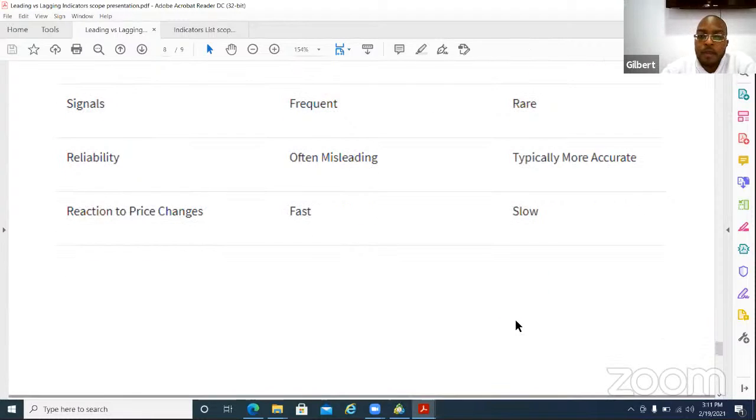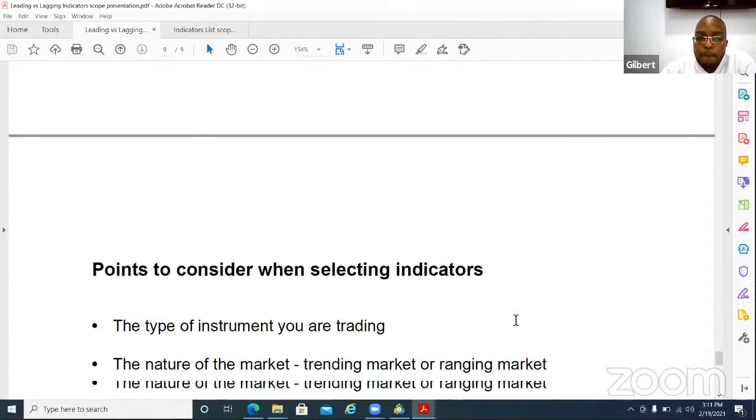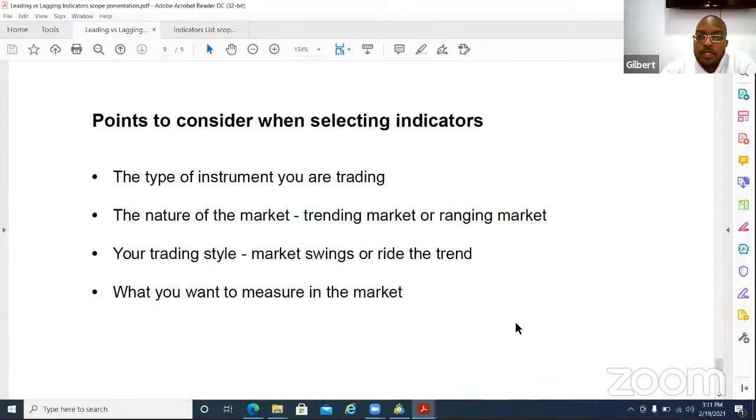confirmation. All right, so what are the points to consider when selecting these indicators? The first point is the type of instrument you're trading. Are you trading a stock index? Are you trading a forex pair? Even if you're trading forex pairs, how volatile are those pairs? What's the volatility of those pairs? So you need to know the type of instrument that you're trading so that you can best adjust the settings of those indicators to suit the kind of market environment that you're in, or in this case, the kind of instrument that you're trading. There are those markets or those pairs that are very volatile.